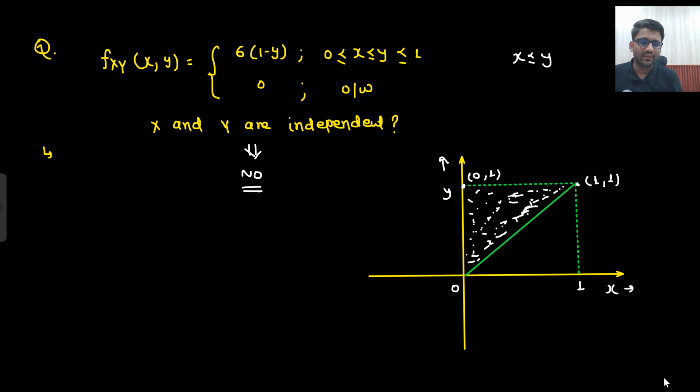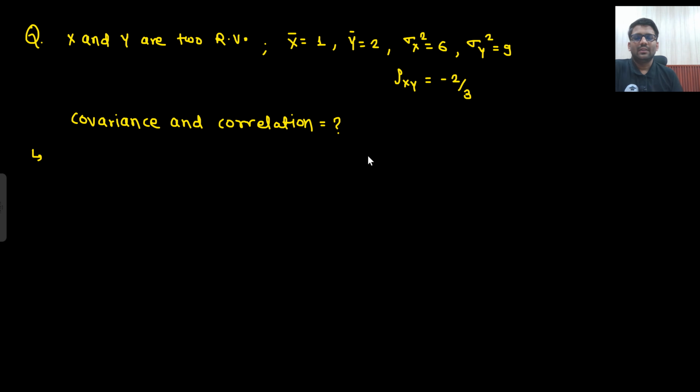Okay, well and good. Now solve this question. It is purely mathematics; you just need to apply the formula and you will get the answer. X and y are two random variables. Expectation of x is given, sigma x square is given, sigma y square is given, and the correlation coefficient is given. You need to find the correlation and covariance.